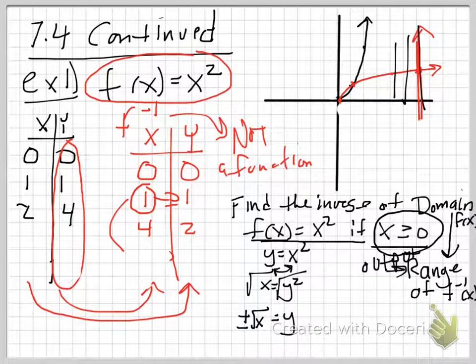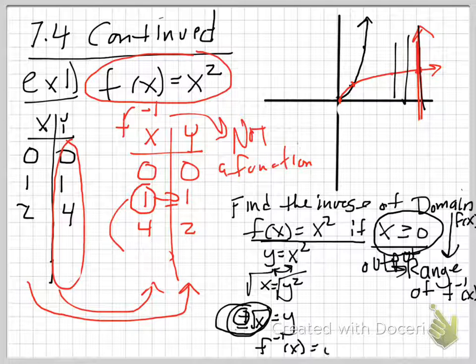We have to guarantee outputs of our inverse that are positive, or greater than or equal to 0. So I want to choose the positive square root of x and not the negative. My final answer is that f inverse of x is the positive square root of x. That guarantees that the range, the outputs, is also greater than or equal to 0, much like the domain of the original function was.